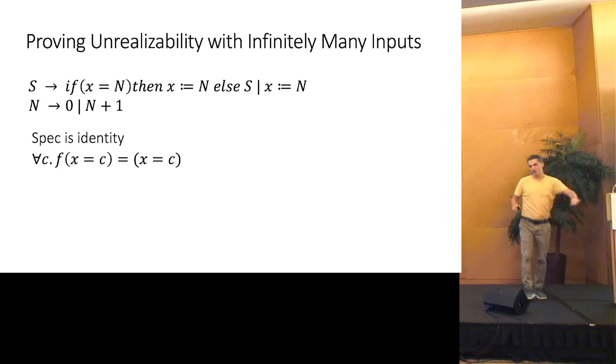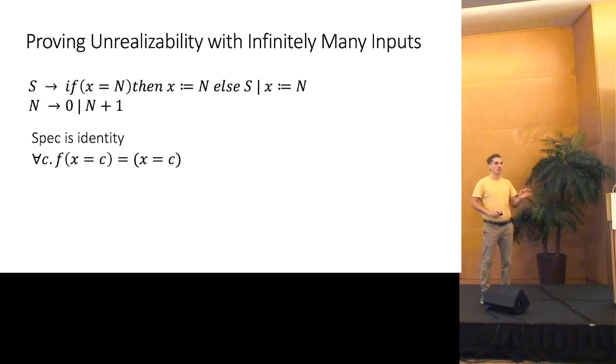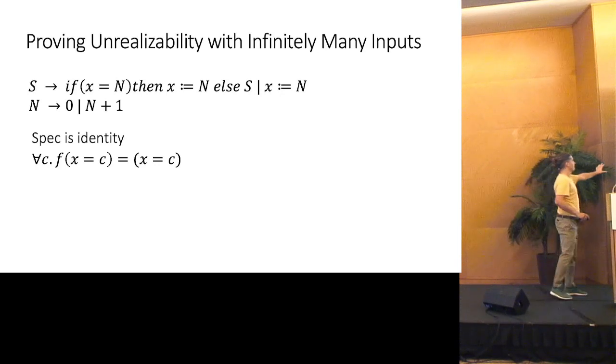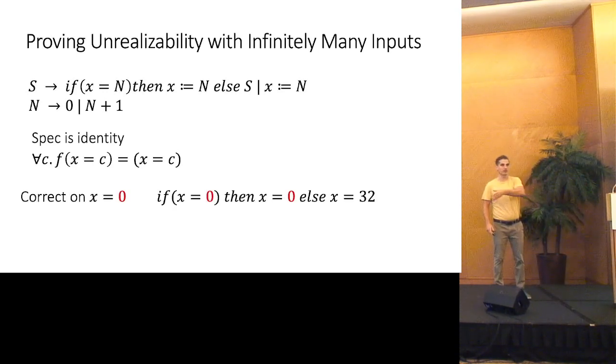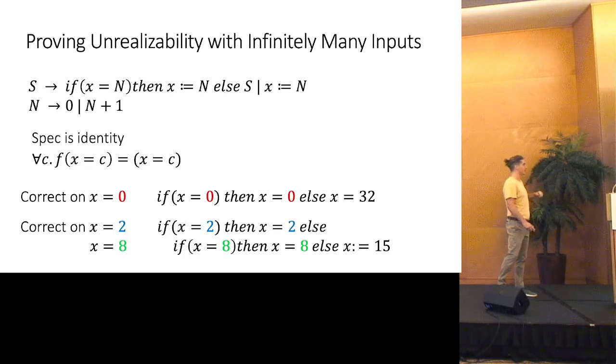I'm going to show you this cute example. This is an example where to build a proof that all the programs are wrong, you need infinitely many inputs. And it's super simple. I'm trying to come up with a program that computes the identity function. But all my programs are of the form if x equals a constant, return a constant, with as many if then else's as you want.